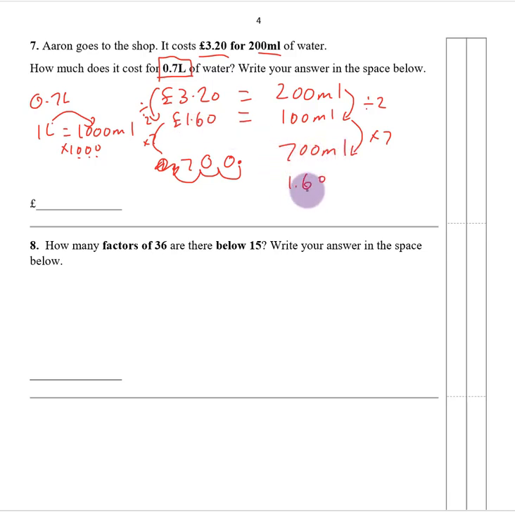So I'll do my 1.60 times by 7. 7 nothings are 0, 7 sixes are 42, and then 7 ones are 7, add the 4 gives me 11. So my answer will be 11 pounds 20 is equal to 700 millilitres. So pop that in, 11 pounds 20. So ratio, make it something we can then turn into 700 and do the same with the price.